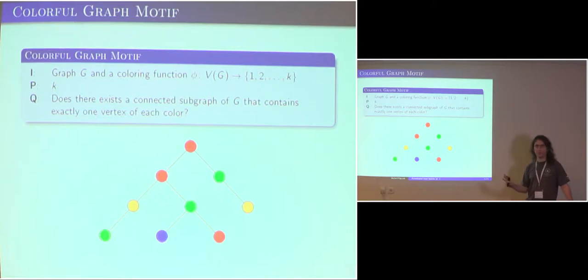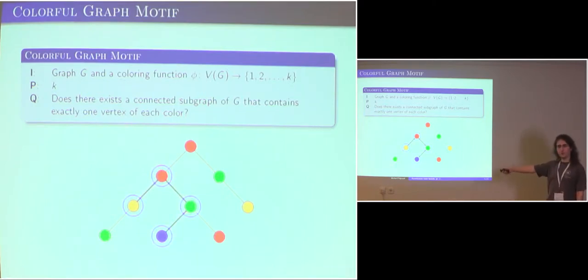This may not be a proper coloring. For example, here I have two red nodes that are next to each other. Yes? Here are actually four colors. There's green, yellow, red, and blue. And the question that I ask in this problem is whether I can find a connected subgraph of this graph that has one vertex from each color. Exactly one from each color. So for example, this is a solution because it has one green, one red, one yellow, and one blue vertex.